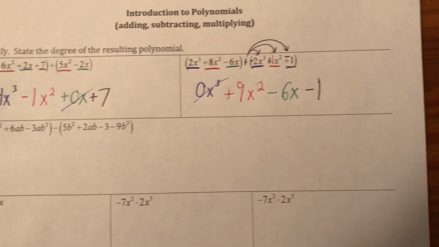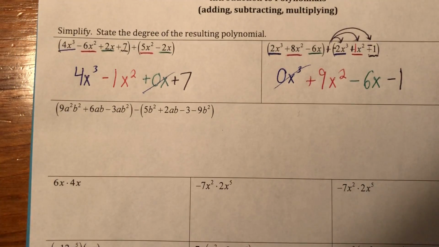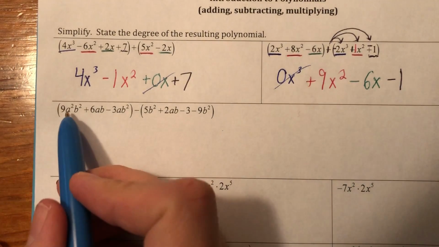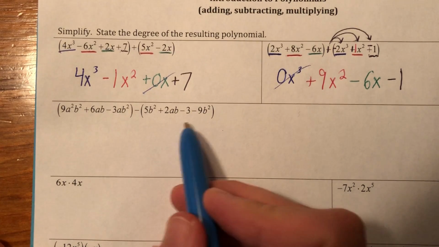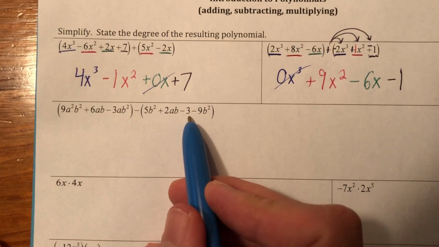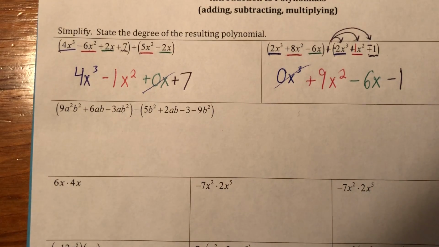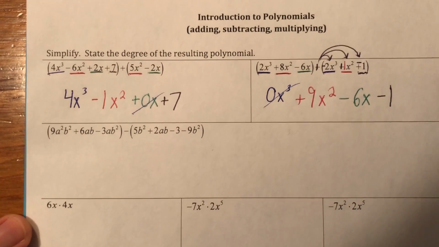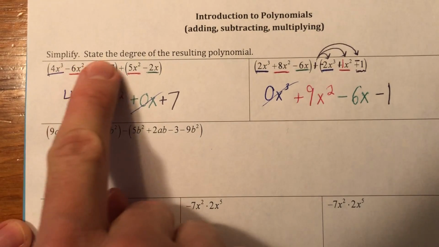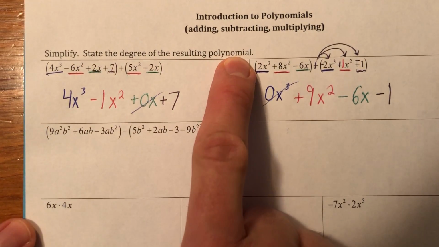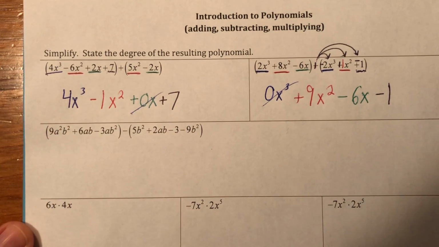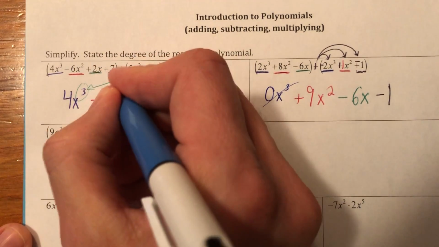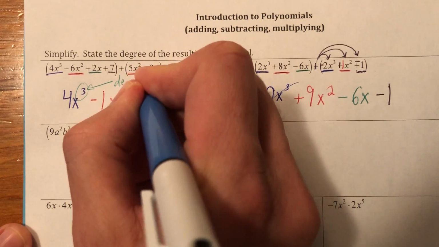This next one is going to take an extra step or two because there's so many things going on here. We have a squared, b squared, ab squared, b squared, a regular number. We have lots of things that could potentially go together that don't. Before I go there, though, let me actually read the directions and finish what I've started. Simplify and state the degree of the resulting polynomial. The degree of this polynomial is the highest exponent you see, which in this case would be 3. So the degree is 3.